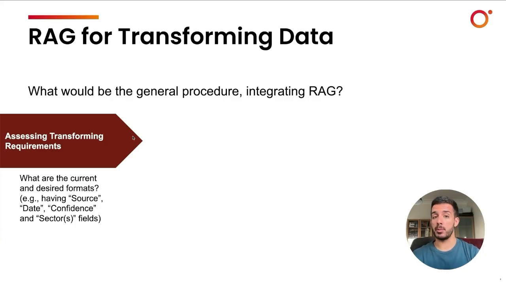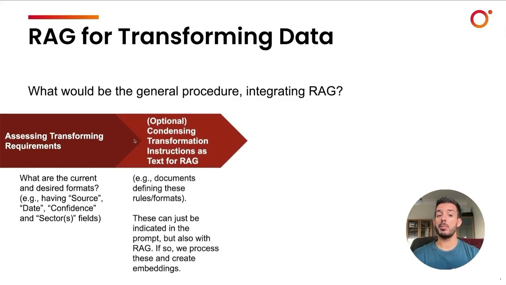We may have to create some from scratch or adapt certain fields to other structures. Then we may optionally condense these guidelines as text for RAG use for the future, right? Documents that formally define these rules and formats. Because we may want to include these conversion guidelines in the prompt every single time, or simply create documents with those guidelines that we can embed with RAG. That way, we don't have to always repeat ourselves in terms of those guidelines in the prompt, right? They're going to be fetched automatically from the RAG documentation.